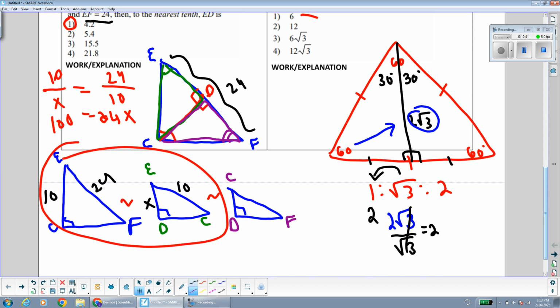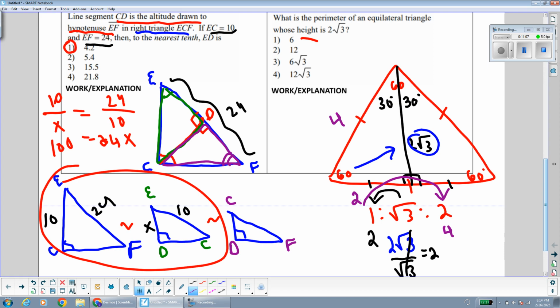And then if I wanted to get from the 1 part of the ratio to the biggest side, the 2 part of the ratio, between the smallest and the biggest is a 1 to 2 ratio. So the small side is doubled. So 2 times 2 is 4. And now I know all the sides. The smallest side is 2. The biggest side is 4. We need the perimeter of the equilateral triangle. 4, 8, 12.